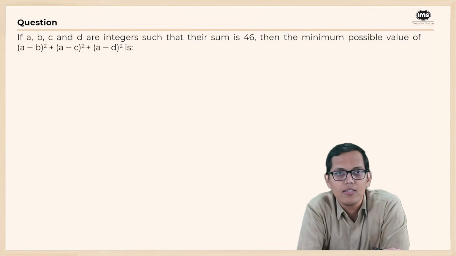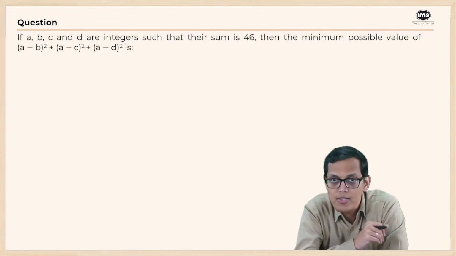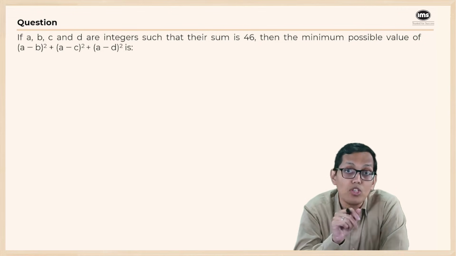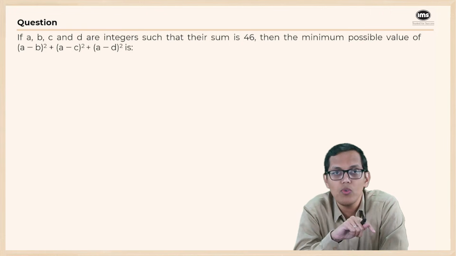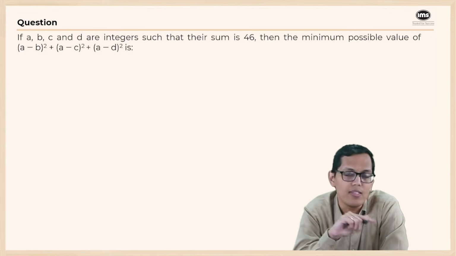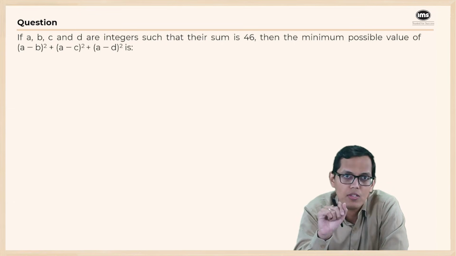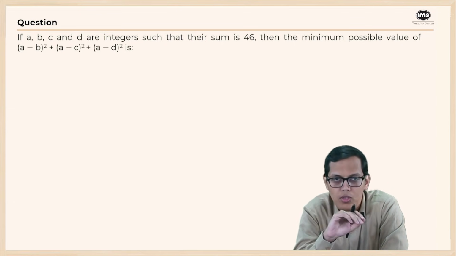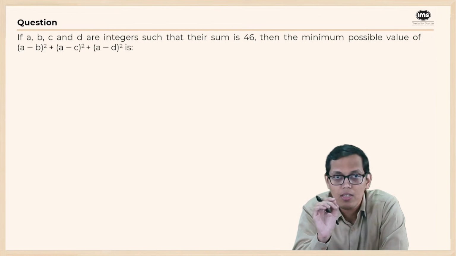The question here is, if A, B, C, D are integers such that their summation is 46, then the minimum possible value of (A minus B) whole square plus (A minus C) whole square plus (A minus D) whole square is? Now, these 3 terms are actually perfect squares. So they can't be less than 0. They have to be non-negative. So at least they would be 0.